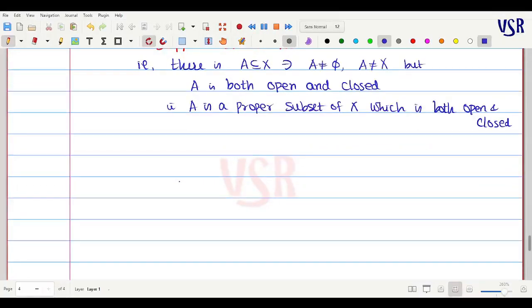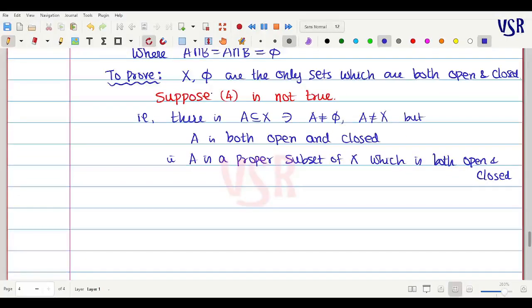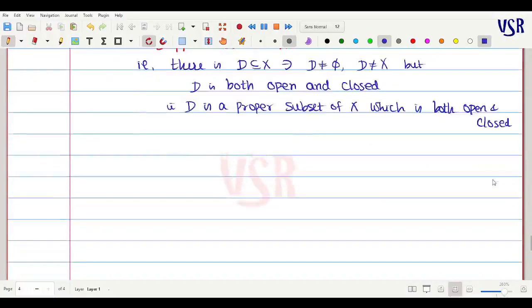Instead of naming it A, let me give some other name, because I am going to write A union B there, so A would not be good here. I call it D. There is a subset D of X such that D is neither empty nor the whole set, such that D is both open and closed. That is, D is a proper subset of X which is both open and closed. Now put capital A equal to D, and B equal to D complement.